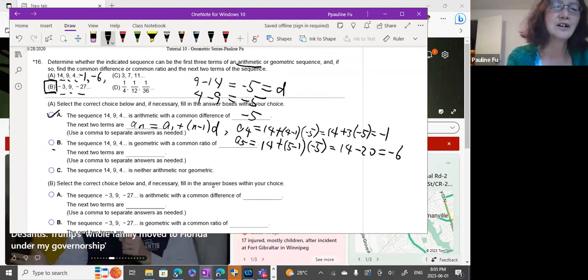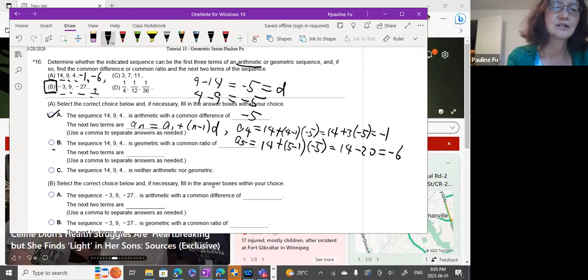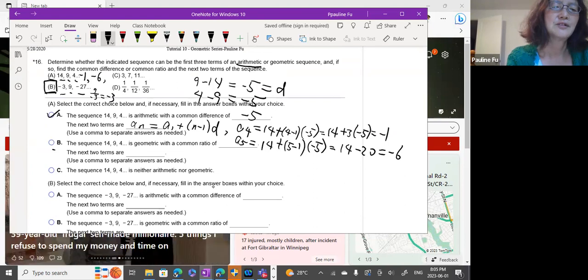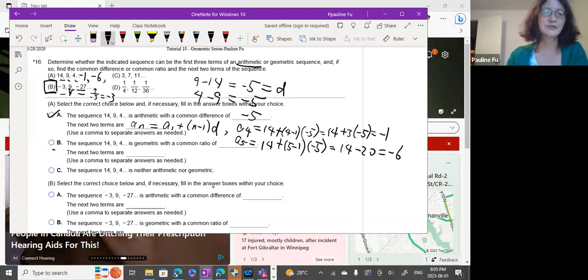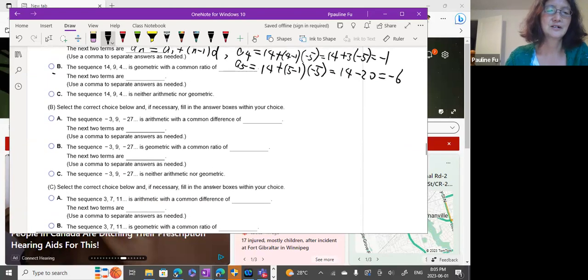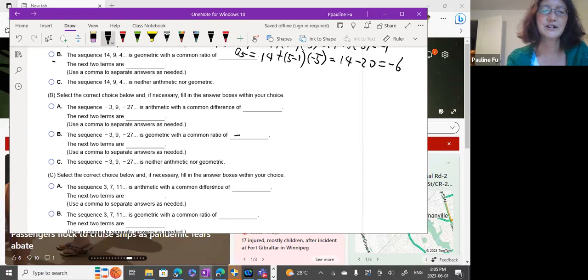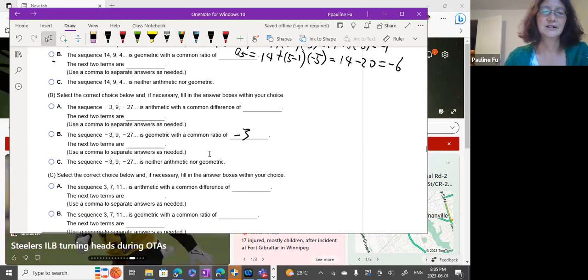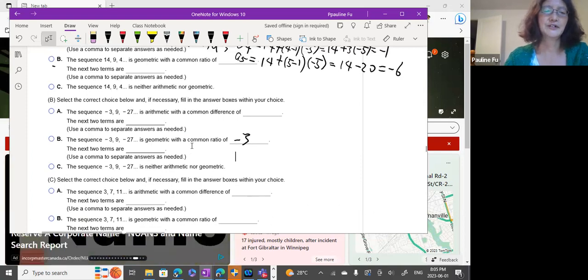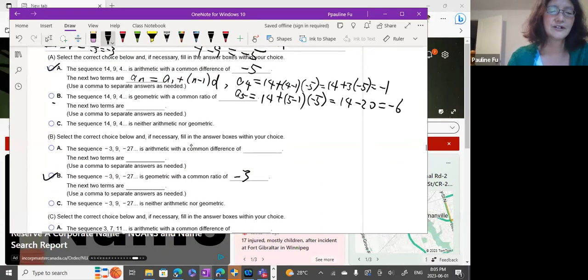If you use 9 over -3, you get -3. If you use -27 over 9, you get -3. So this is a geometric sequence with common ratio r equal to -3. So this sequence is geometric with common ratio -3, and the next two terms are given by the correct answer here.